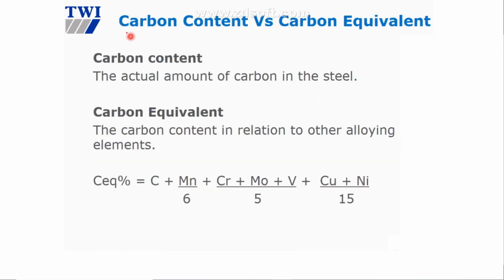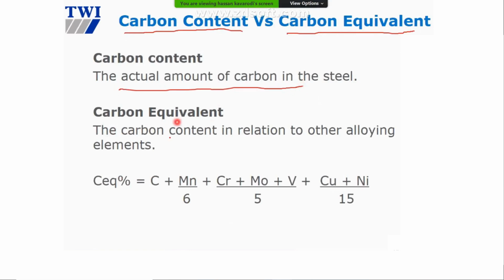So what is the difference between carbon content and carbon equivalent? All right. Carbon content talks about the actual amount of carbon in steel, whereas carbon equivalent talks about the carbon content in relation to other alloy elements. So the formula we use is like this: carbon equivalent, CEQ, or sometimes they call it CEV.